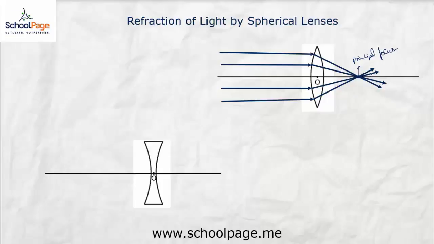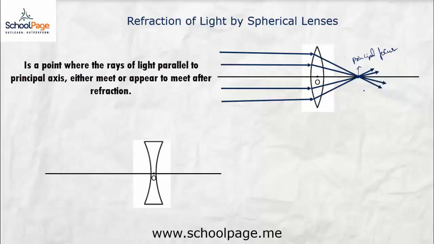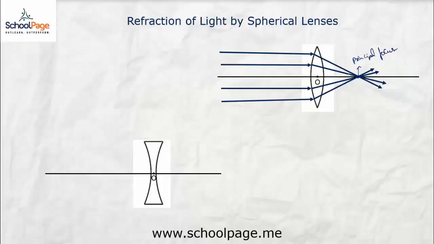of a lens. We have already studied about the principal focus of a mirror. Principal focus of a mirror was a point where the rays of light parallel to the principal axis either meet or appear to meet after reflection. So now in case of refraction, principal focus is a point where the rays of light parallel to the principal axis either meet or appear to meet after refraction of light.